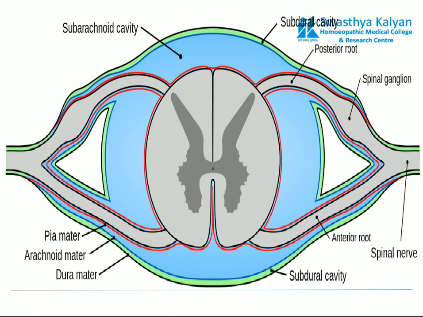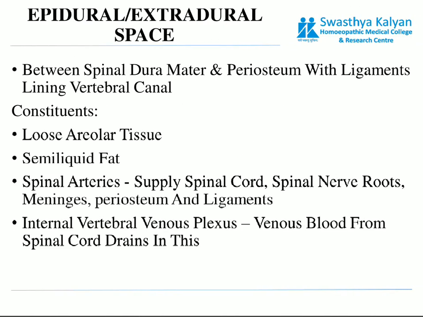This transverse section of the spinal cord is showing the different spinal meningeal coverings, that is the dura, arachnoid and pia, and the spaces between, that is the subdural and subarachnoid. The first important space related to this vertebral canal is the epidural or extradural space. This space is outside the dura, or in other words it is between the dura and the periosteum of the vertebral canal. The space between the spinal dura mater and the periosteum, along with the ligaments lining the vertebral canal, forms the extradural space.